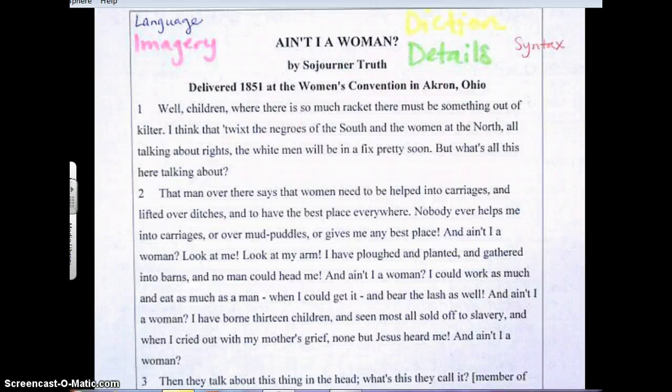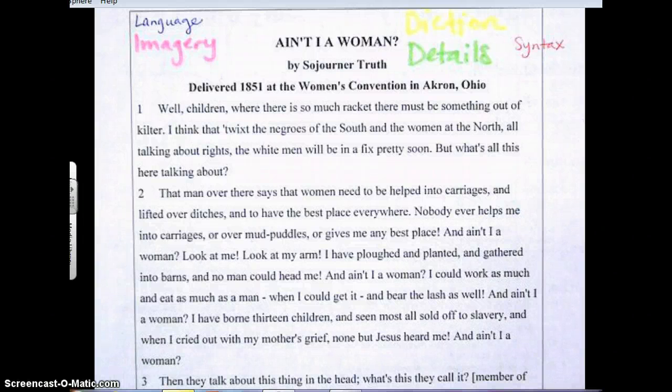So I'm just going to start with a tiny bit of background for you. Sojourner Truth delivered this speech at a women's convention in Ohio in 1851. She was a former slave who turned abolitionist, and she was a women's rights activist as well. So this gives us a little bit of context.